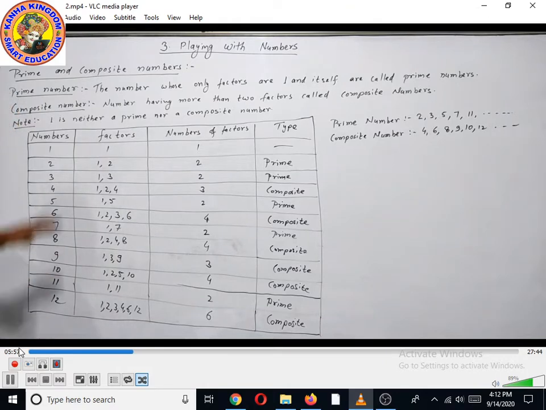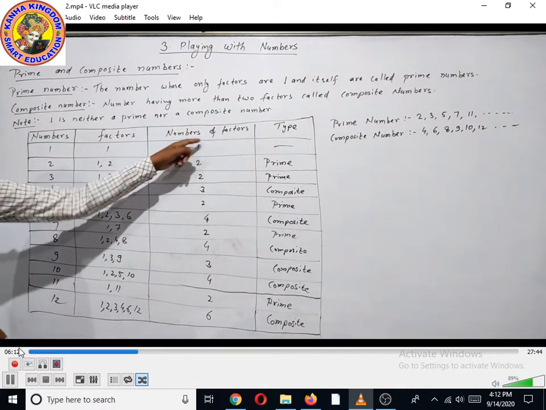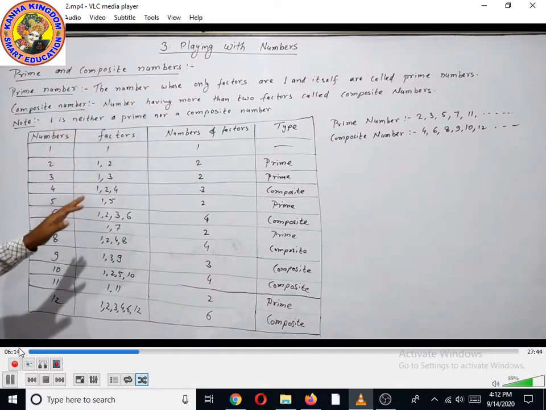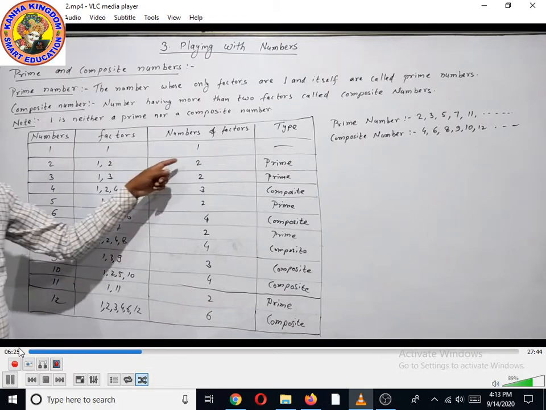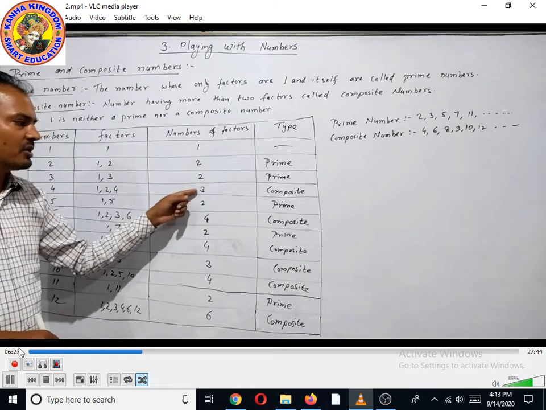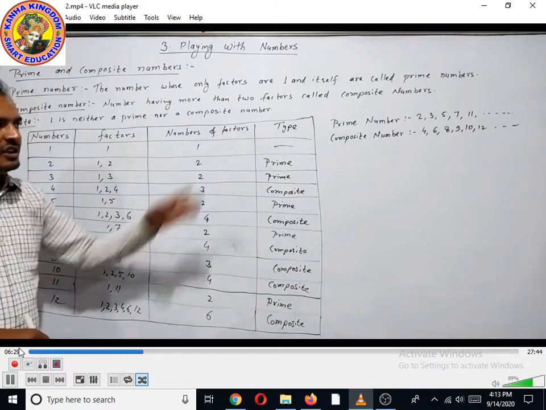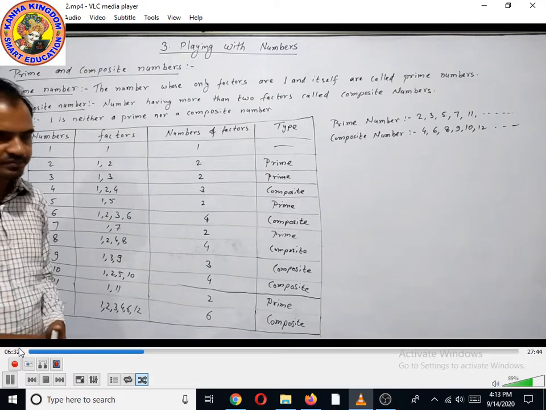So let's take the definition. A prime number has only two factors, 1 and itself. If we have more than two factors, then it is called a composite number. 1 is neither a prime nor a composite number, because 1 has only one factor. For prime and composite numbers, a minimum of 2 factors is required. So 1 is neither prime nor composite. If having only two factors, it is called prime. If more than two, it is called composite. These are our prime and composite numbers.